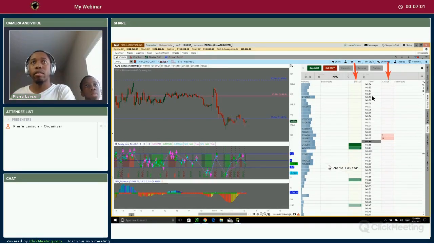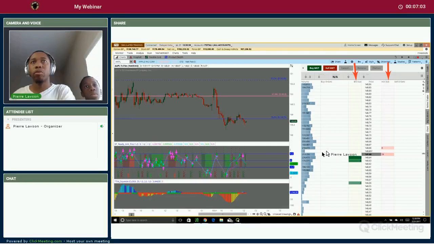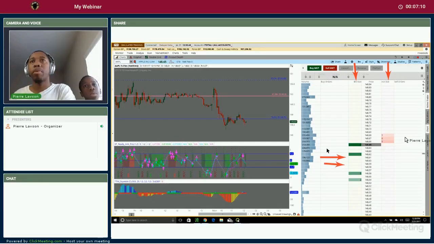This guy here, he got 10. This guy here got, it just moved on me. So these things are moving, okay? But just keep in mind, green, these guys are buying. These red orders, these are people that are ready to sell. They got their orders in the queue.